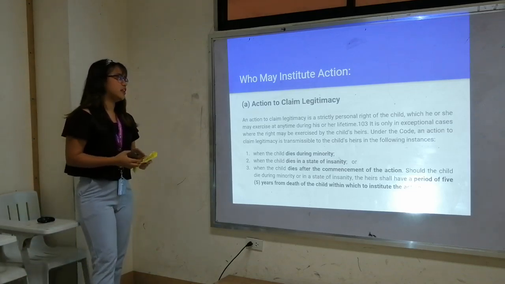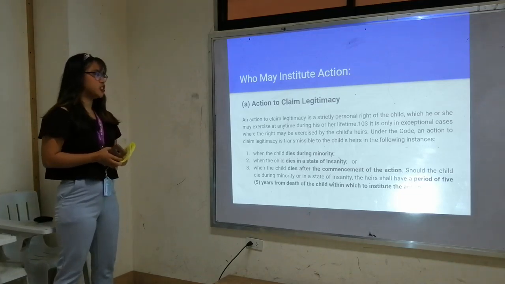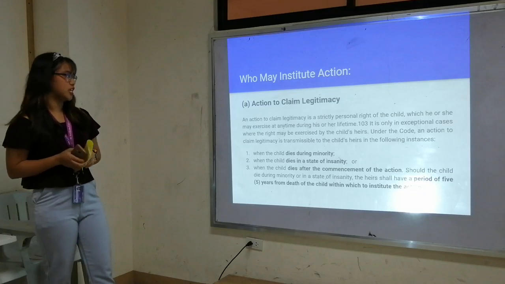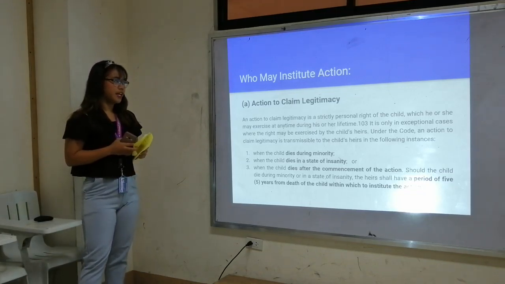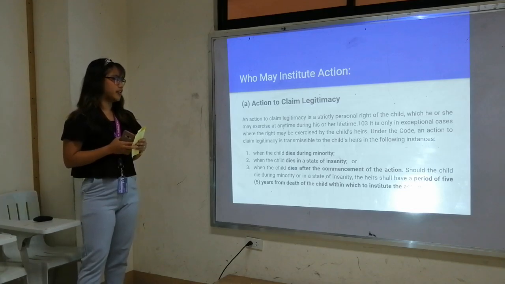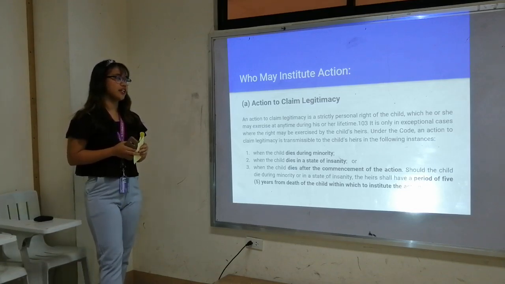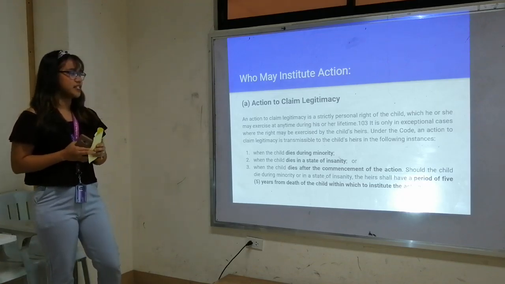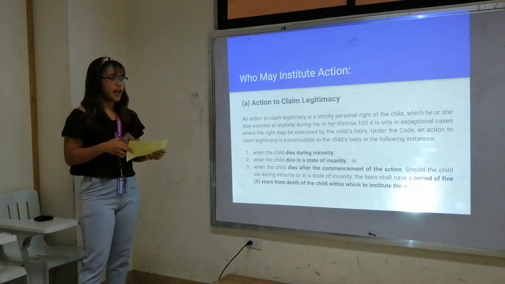Who may institute an action in filing the claim of legitimacy? An action to claim legitimacy is a strictly personal right of the child, which he or she may exercise at any time during his or her lifetime. It is only exceptional in cases where the right may be exercised by the child's heir under the Code. The action to claim legitimacy is transmissible to the child's heirs in the following instances, as mentioned by Karen earlier.